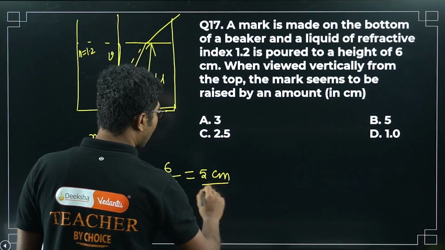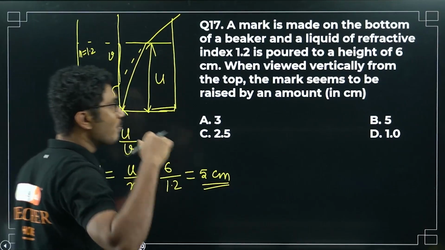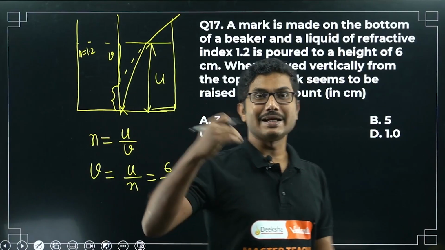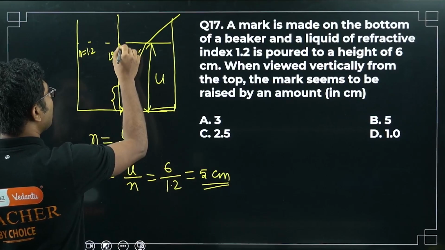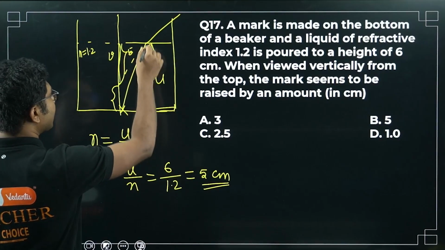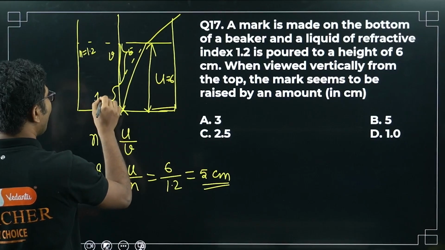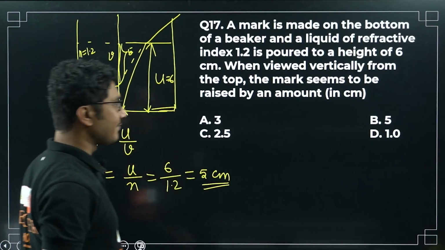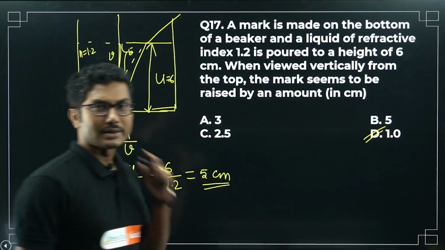Now don't mark 5 cm as your answer. This is not done. They have asked by how much the mark will rise. The mark will rise by, this much is 5 cm, this much is 6 cm. So how much did it rise? It rose by 1 cm, 6 minus 5. Be careful when answering such questions.